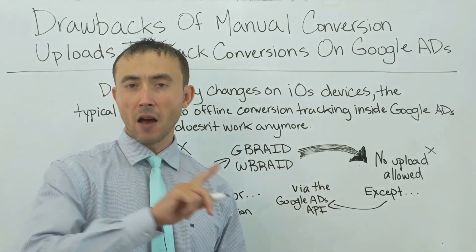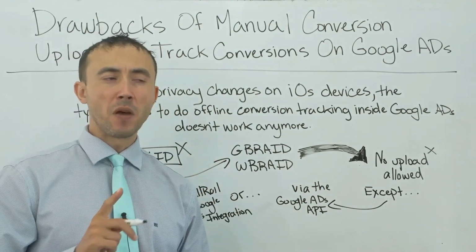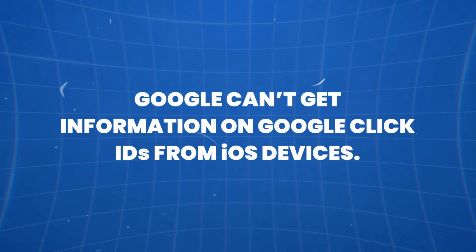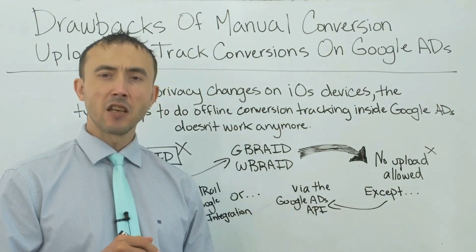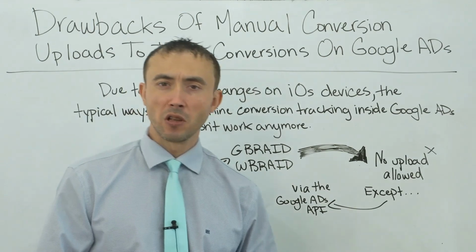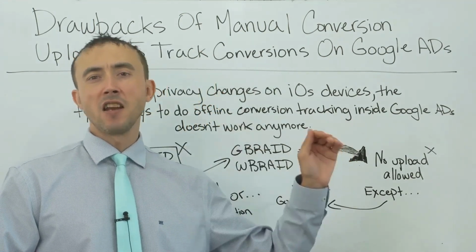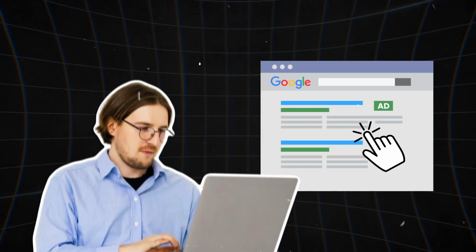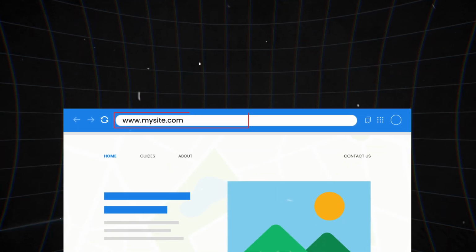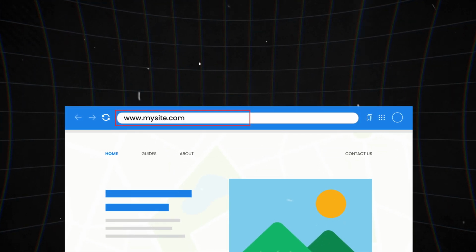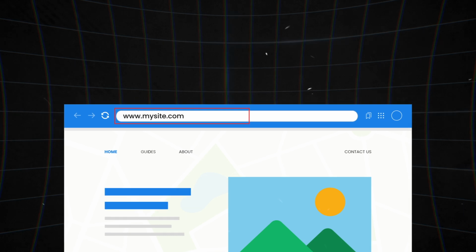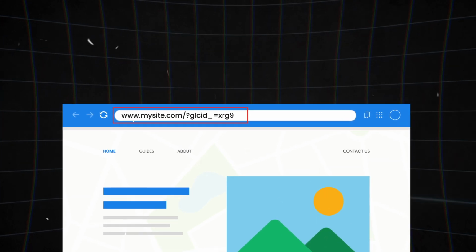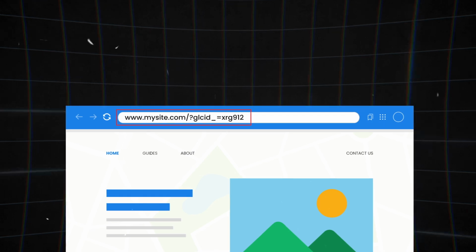However, like I was mentioning a minute ago, the big change is Google cannot get information on the Google Click ID from iOS devices now. Technically, if you're wondering how you got the Google Click ID to start with, if you click on any Google ad, you can pause this video and try it for yourself. Click on any Google ad, and then look at the URL of the page that you're taken to. It'll have at the end of the URL, gclid=XRJ912, whatever. That's your Google Click ID.